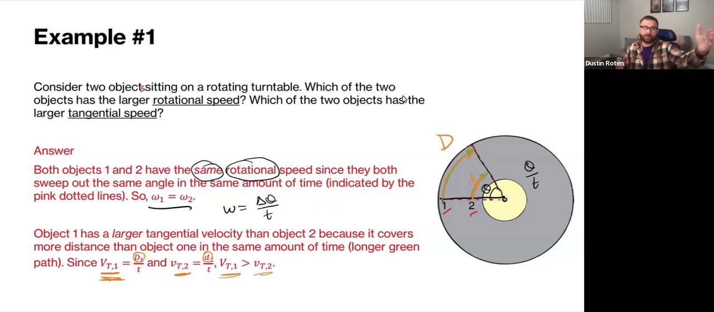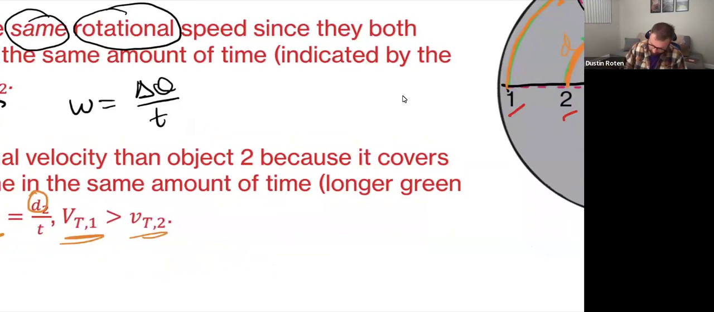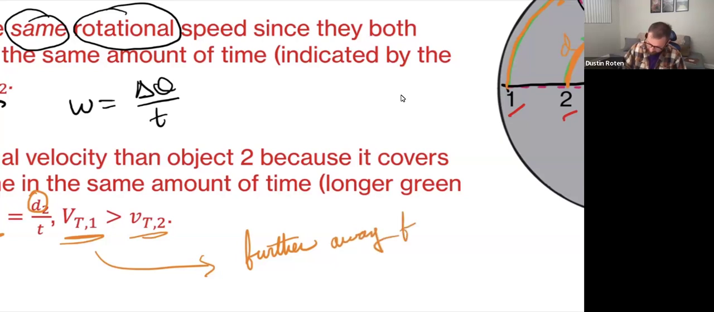That's because it's further away from the radius. No, that doesn't make any sense. Its radius is larger because it's further away. Oh, great, and my eraser's not working. That's okay. So it's further away from the center. That's what I want to say.